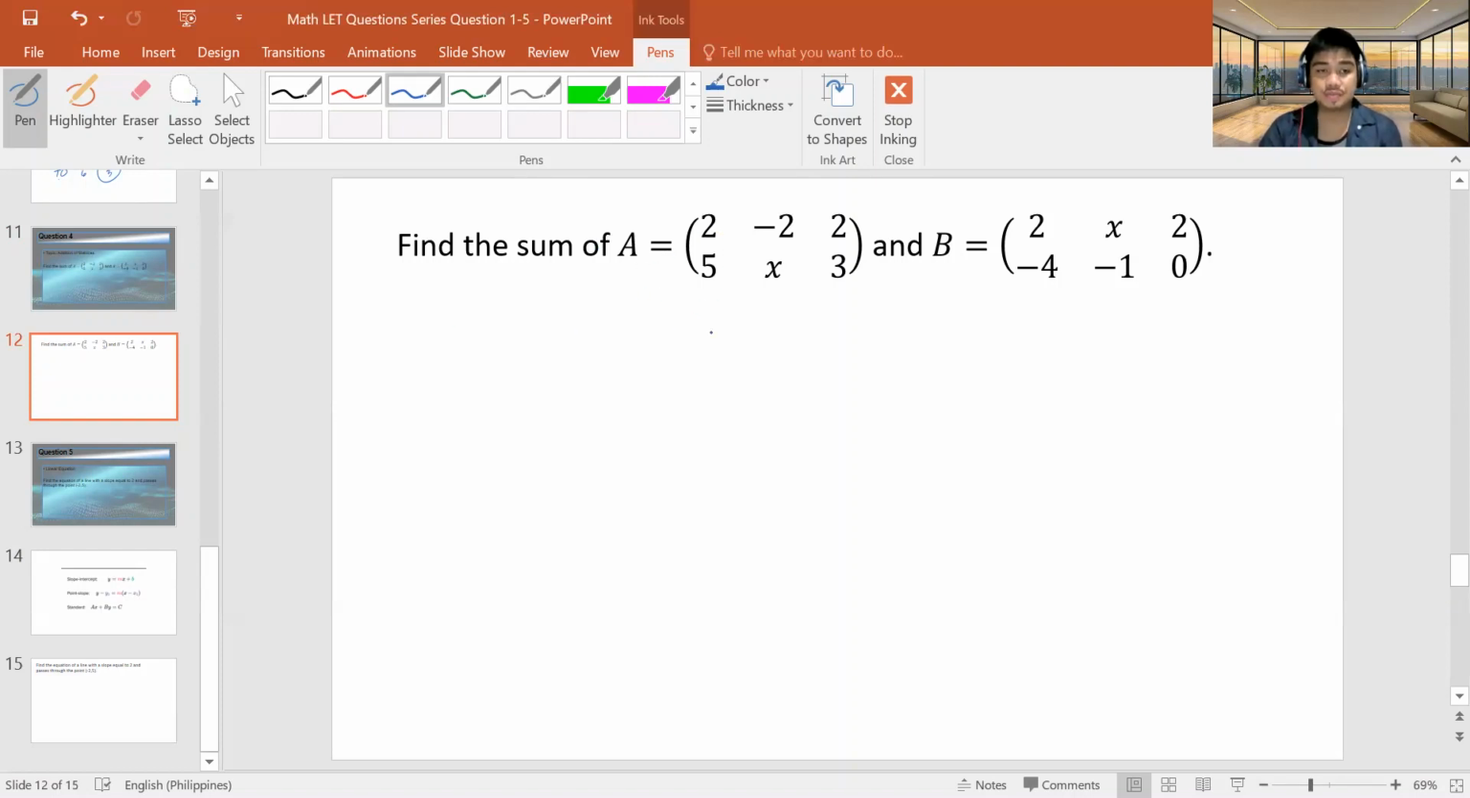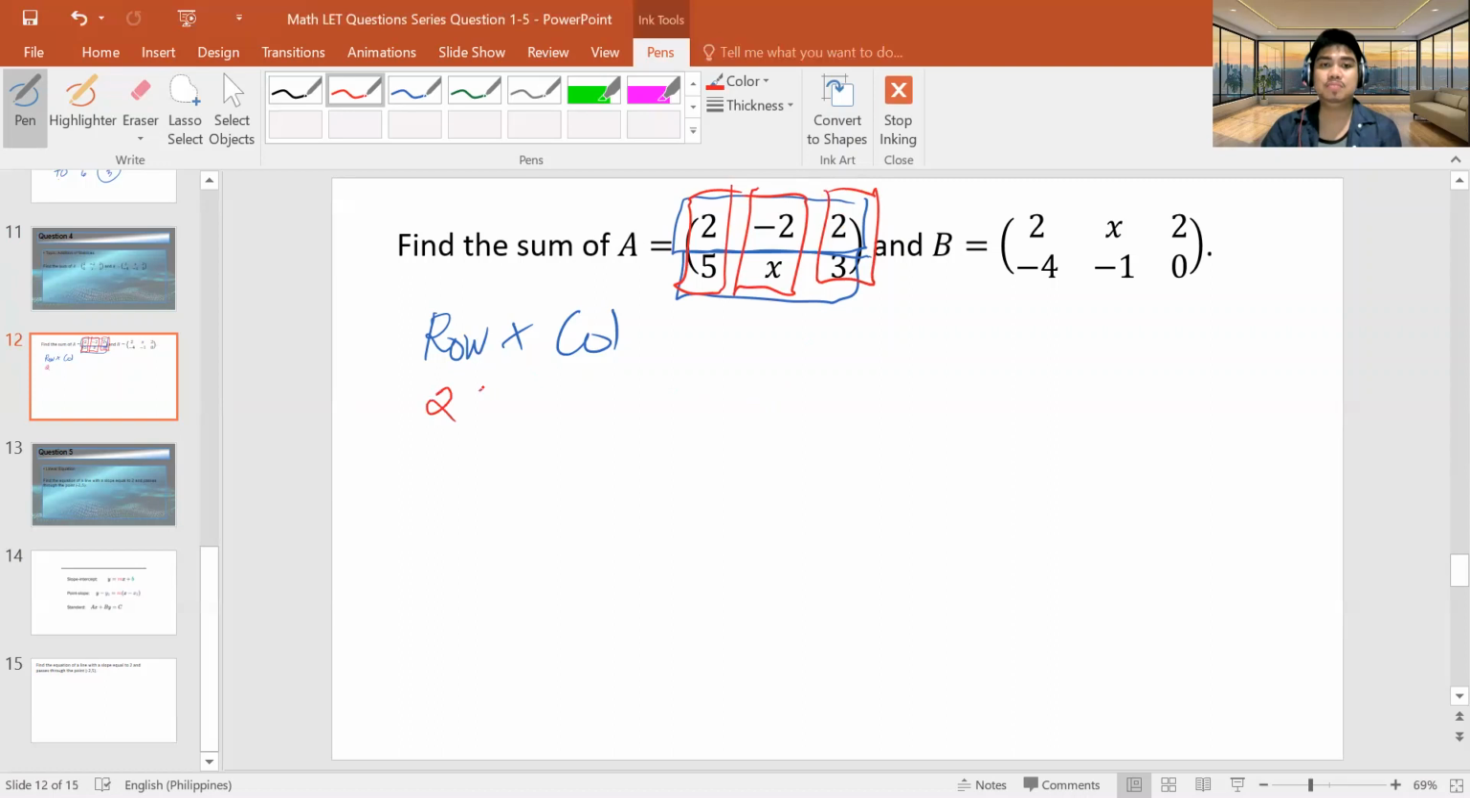So, sa A na to, ang dimension natin is 2 by 3. So, ibig sabihin, we have rows by columns. So, dito, ang row natin dito, dalawa. This is the row 1, first row, and then this is the second row. And then we have 3 columns. We have column 1, column 2, and column 3. So, we have 2 by 3.